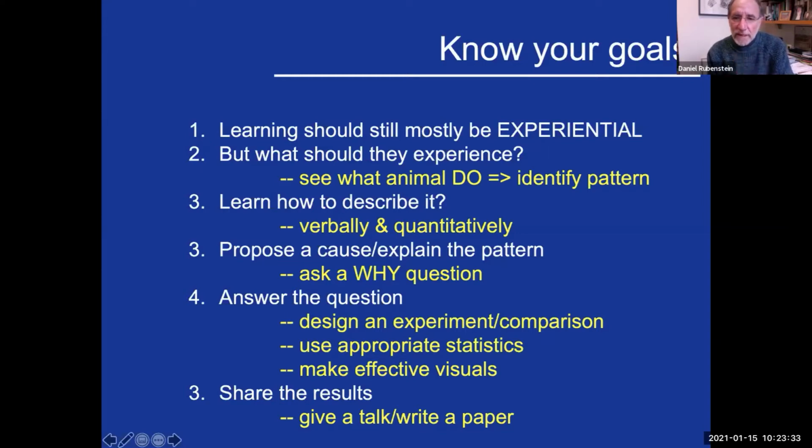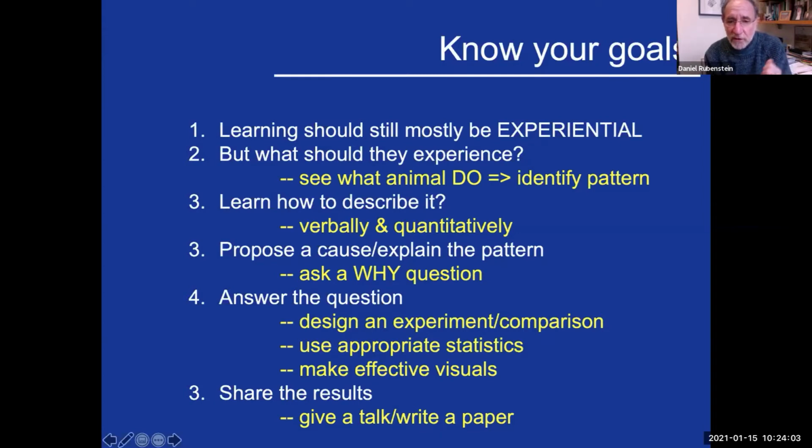So if it's experiential, what experience do I want them to have? The first is I want them to see what animals really do. The essence of animal behavior is finding pattern. And so I ask them to do that. Then they have to learn how to describe that pattern, both verbally and quantitatively. So it's good to have a field notebook, but how are you going to abstract what you're seeing into numbers so you can do analyses to test hypotheses?